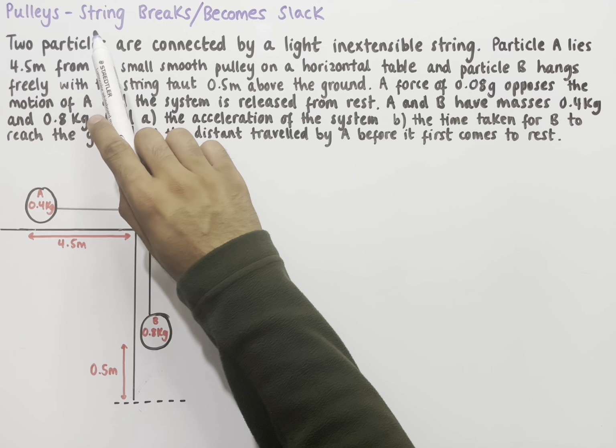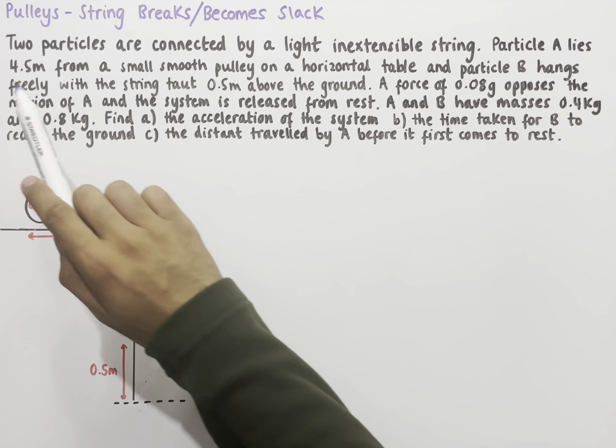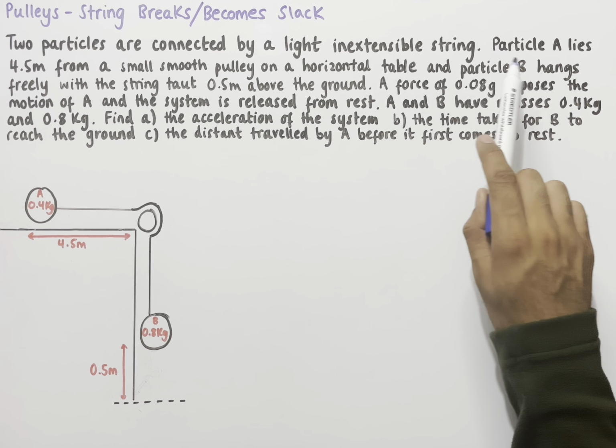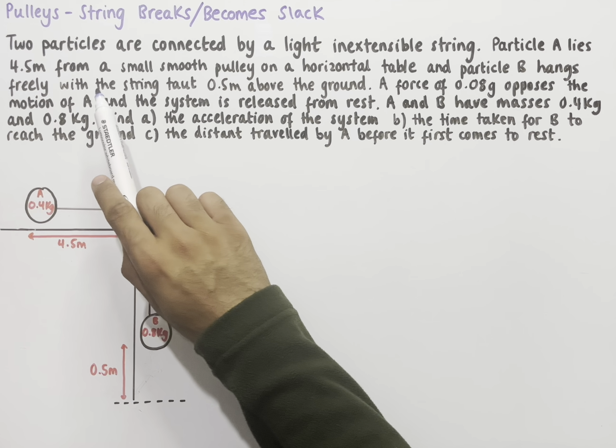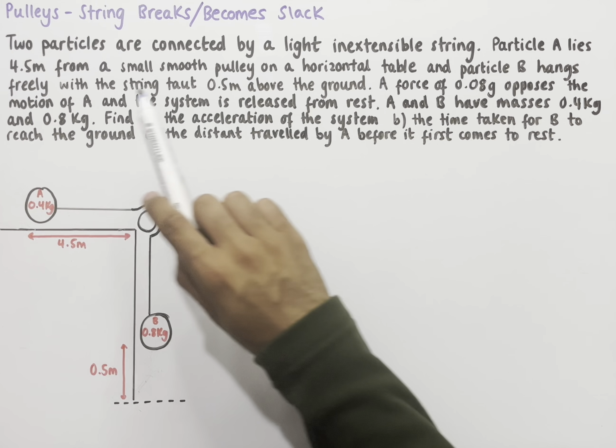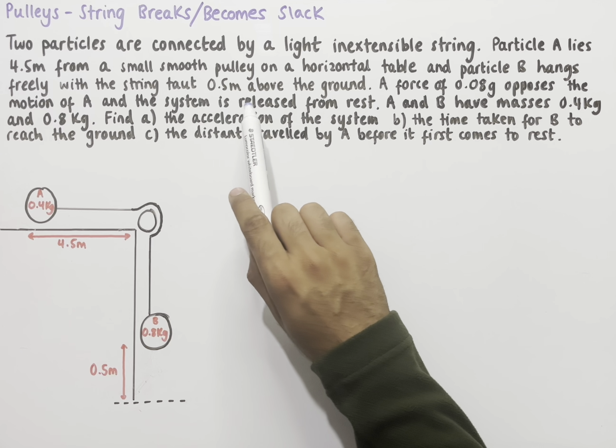Let's look at pulleys and when the string breaks or becomes slack. So the question says, two particles are connected by a light inextensible string. Particle A lies 4.5 meters from a small smooth pulley on a horizontal table, and particle B hangs freely with the string taut 0.5 meters above the ground.